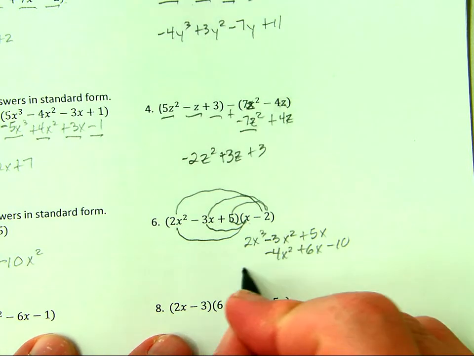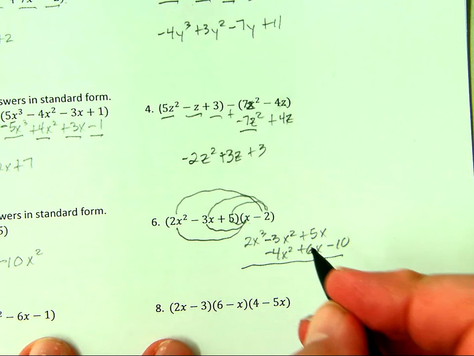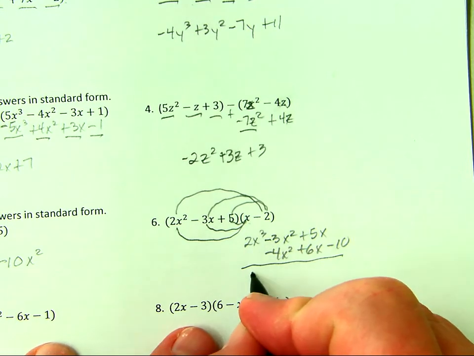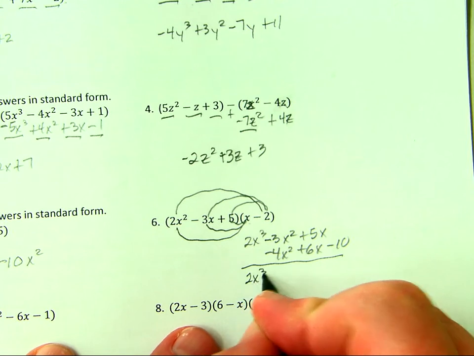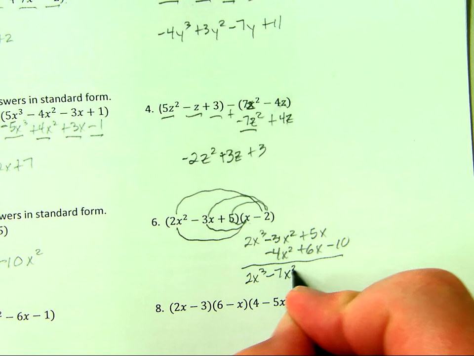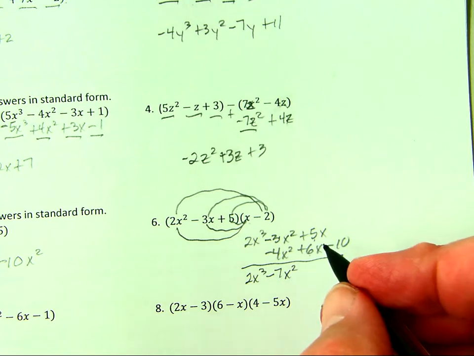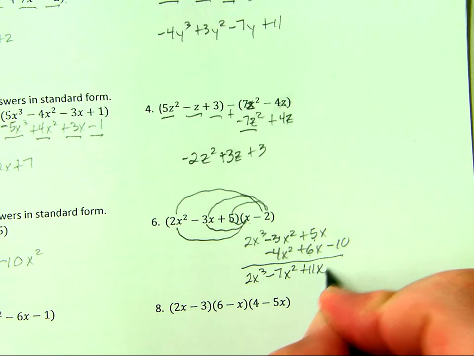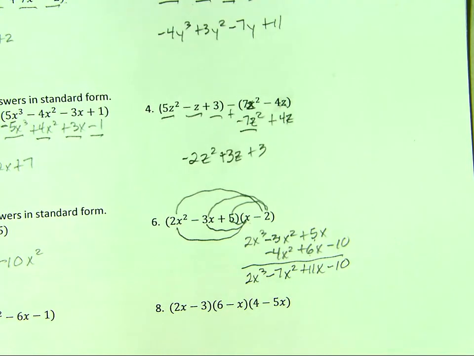Now we just combine like terms. I tried to write them so they lined up just so it would be easier to combine. You don't have to do it that way, but 2x cubed, negative 3 and a negative 4 is a negative 7x squared. 5x and 6x is 11x. And then minus 10.